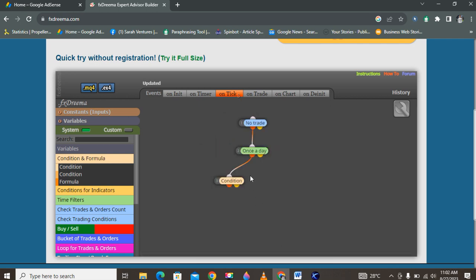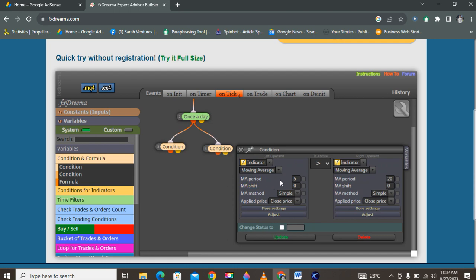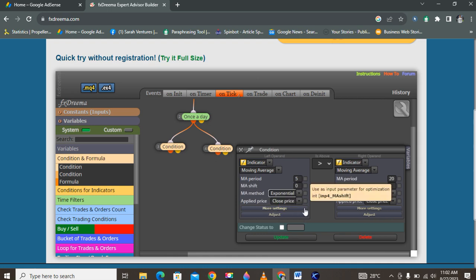Now, we also need to create another condition here. So we hold and drag another condition, then we connect it also. Just what we did to the first one, we're also going to do it to the second one, but there will be a slight difference. Method is exponential, period is 5, shift is 0, apply to close. Period is 15, method is exponential, apply to close.